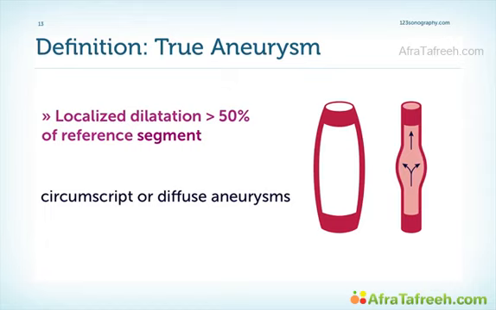First, I would like to discuss aneurysms. By definition, an aneurysm is characterized by a localized dilatation of more than 50% compared to a reference segment. The problem in reality is that the reference segment is often also dilated. And you have to be aware that we have circumscript or diffuse aneurysms. Here is a more diffuse form, and here is a more circumscript form.